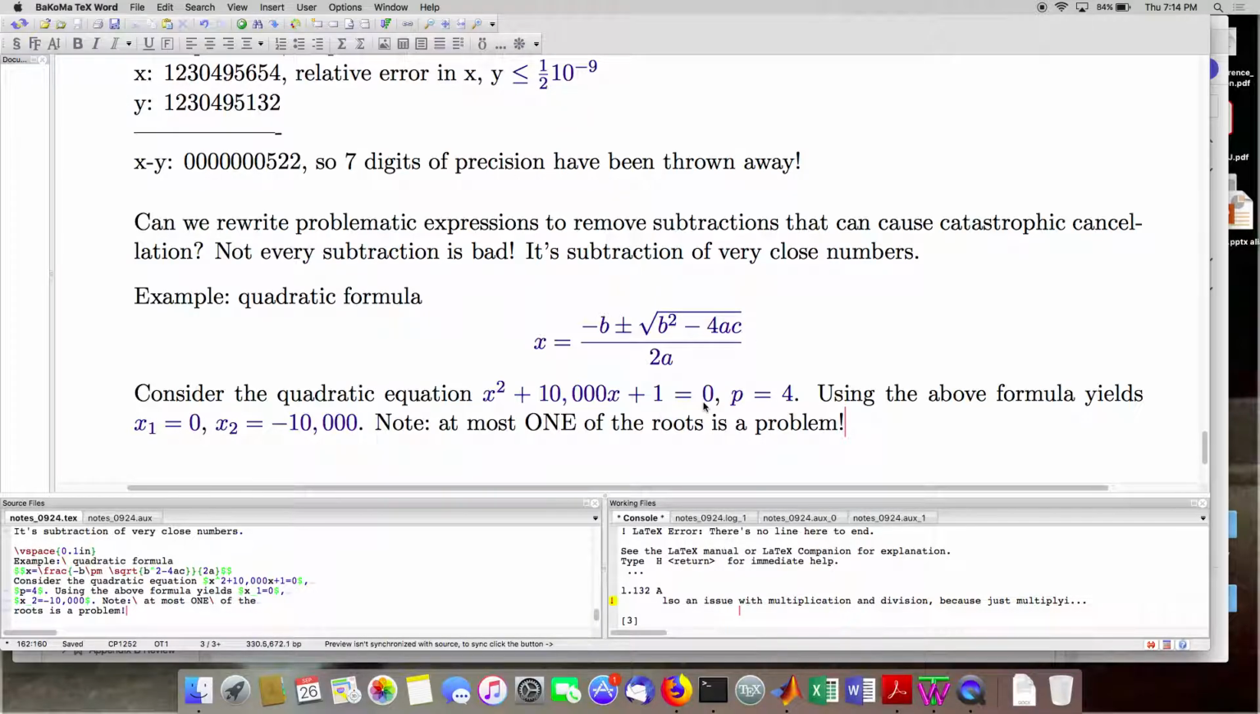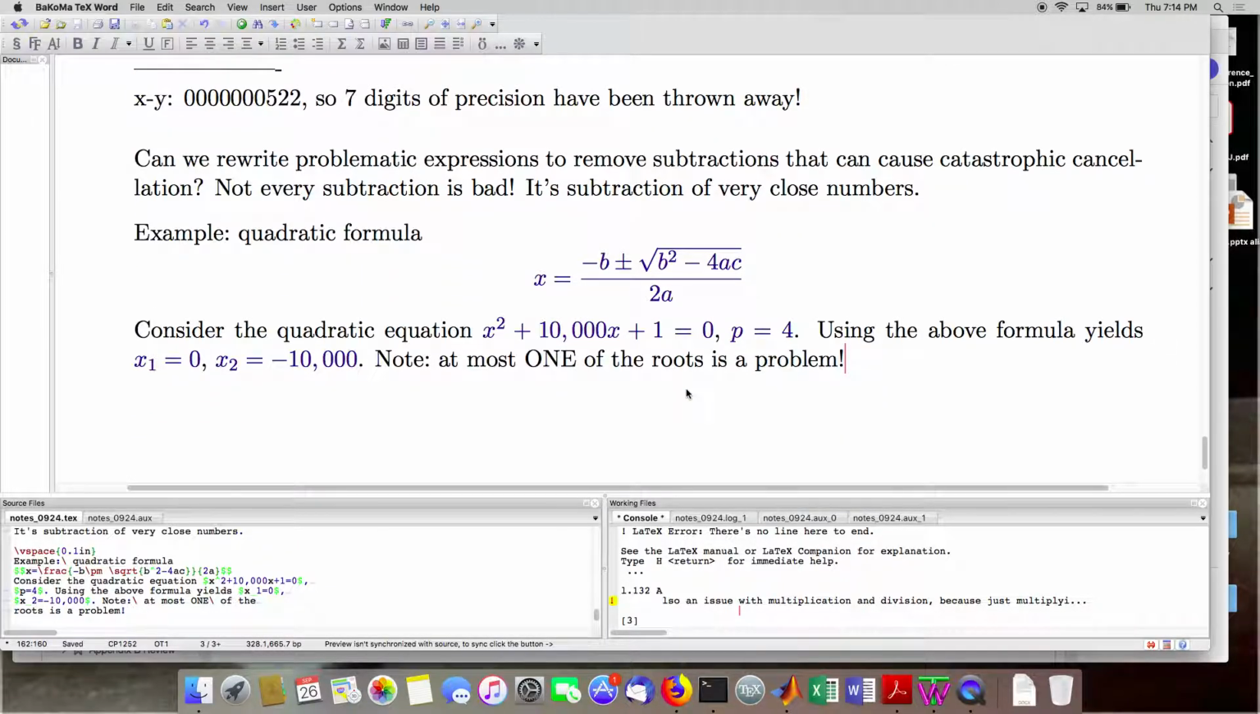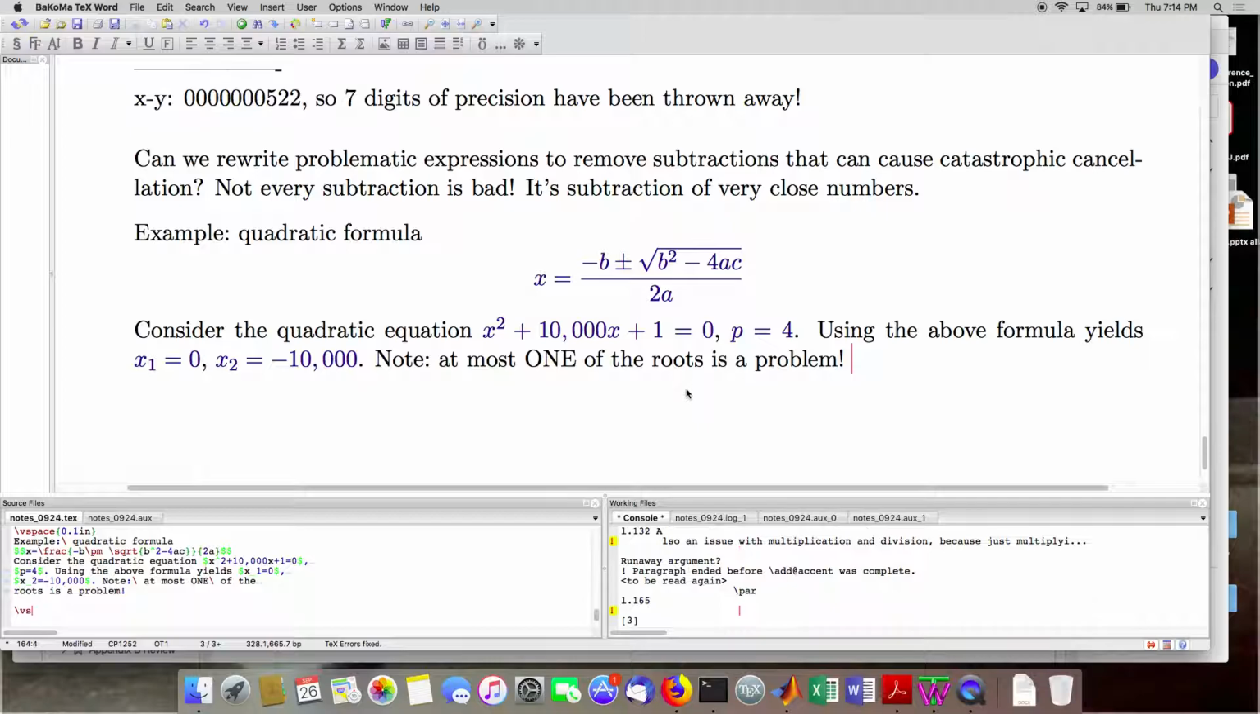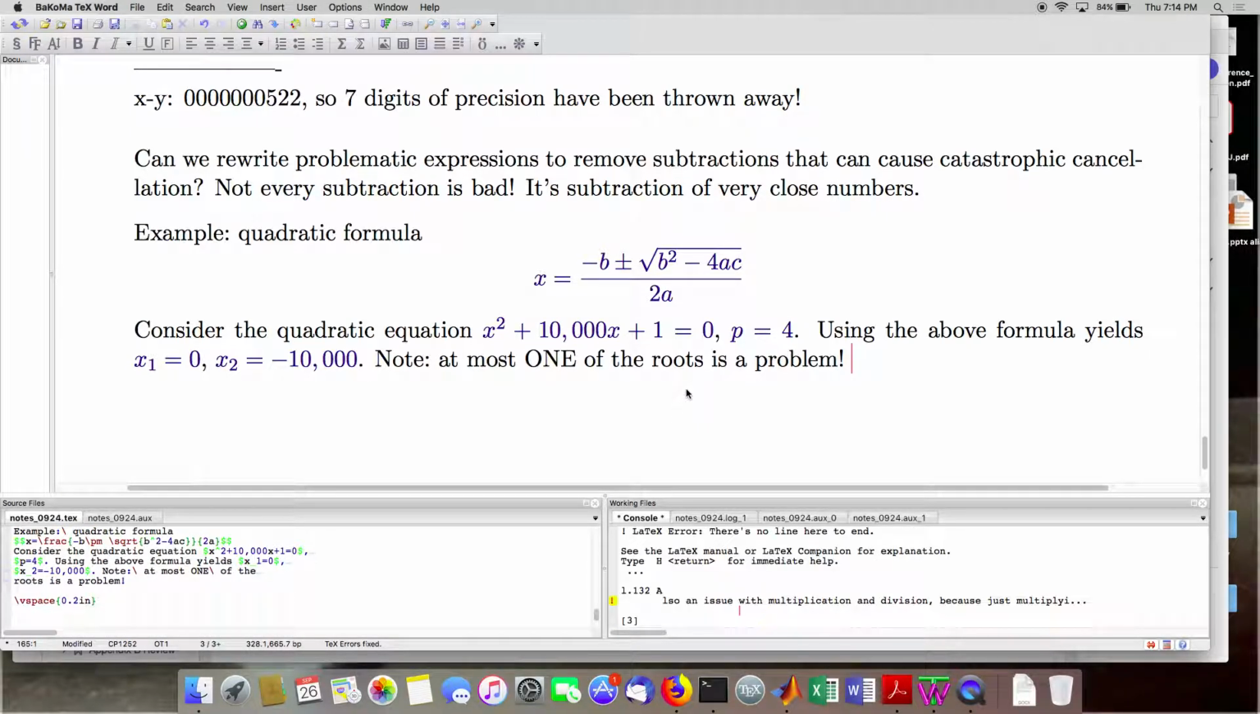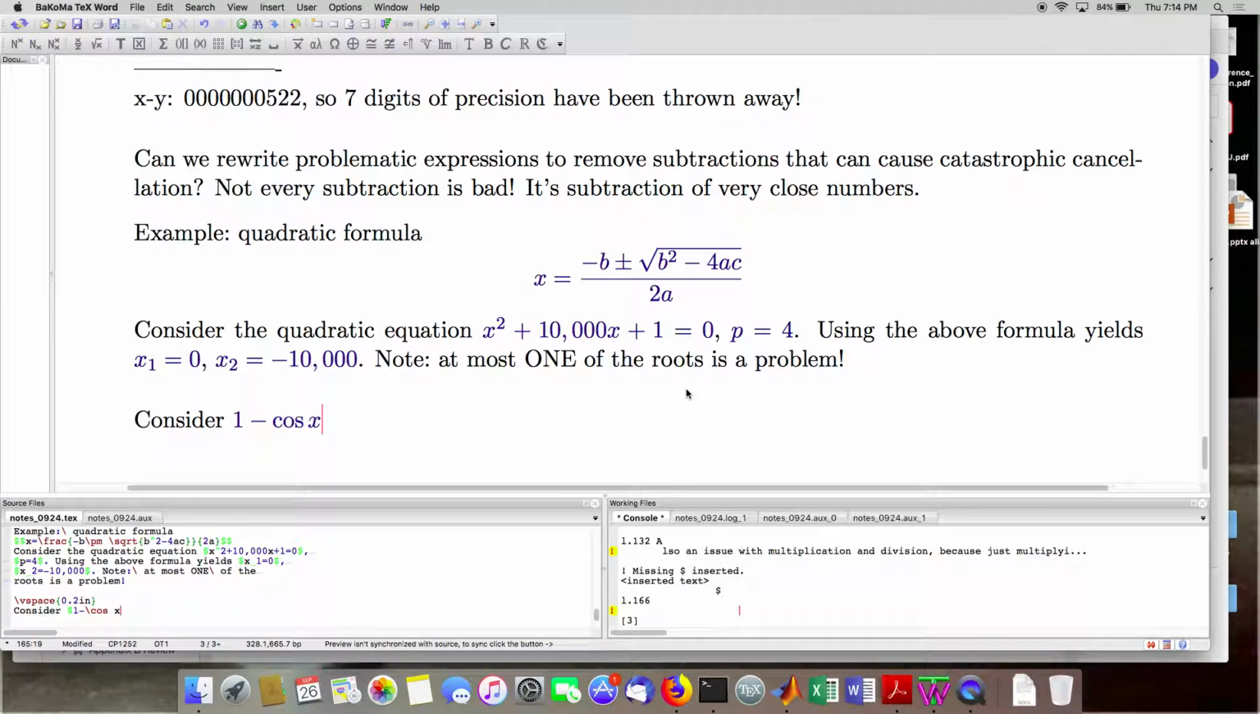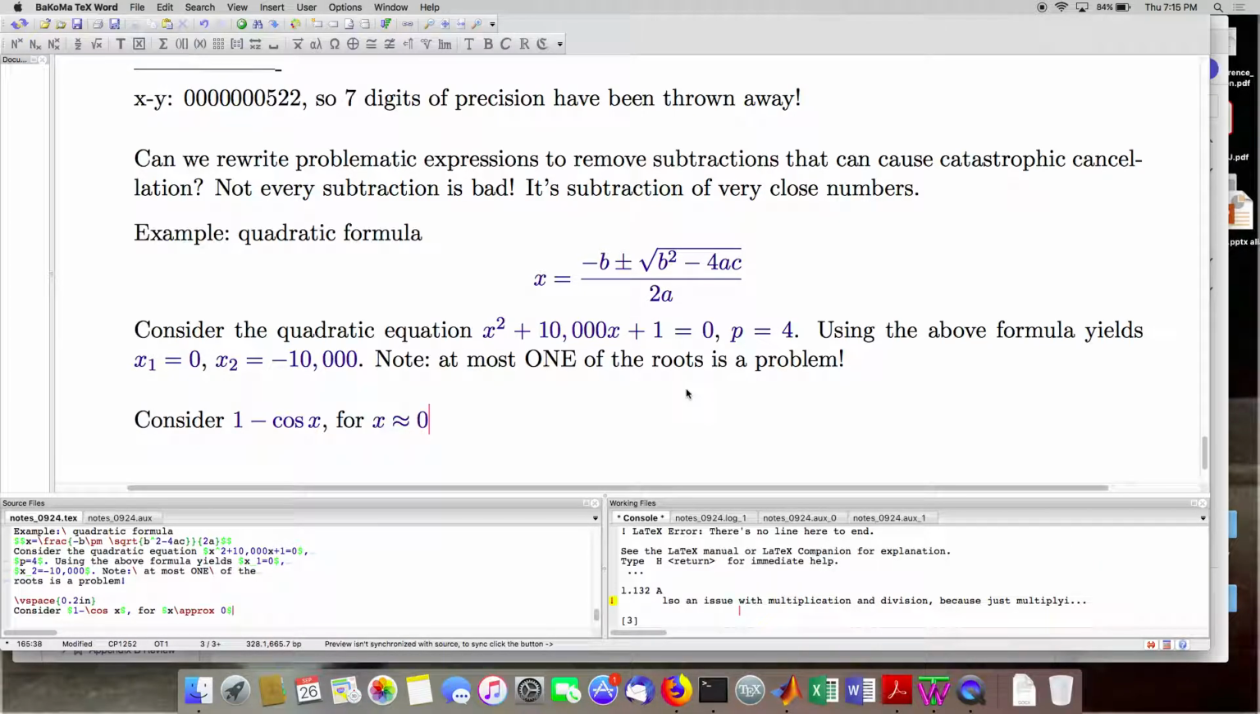Now, I'm going to do another example, or actually a couple other examples, involving cancellation and ways you can get around it. Okay. So consider this expression, 1 minus cosine x for x nearly 0. So you're going to take a small number, plug it into cosine.